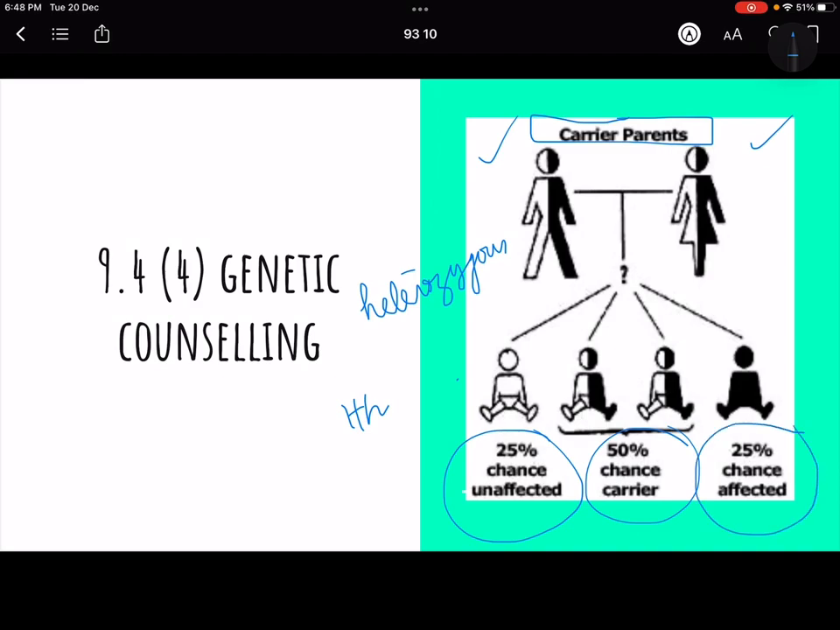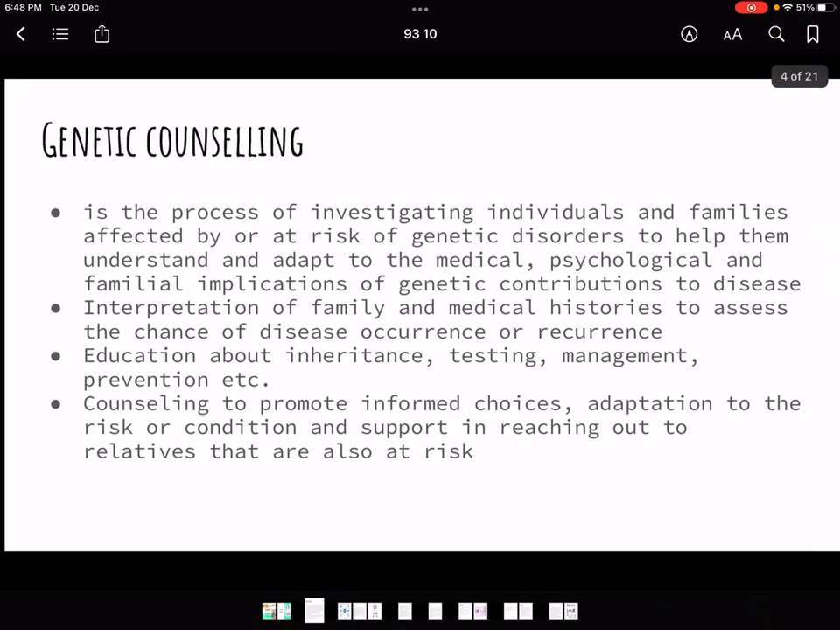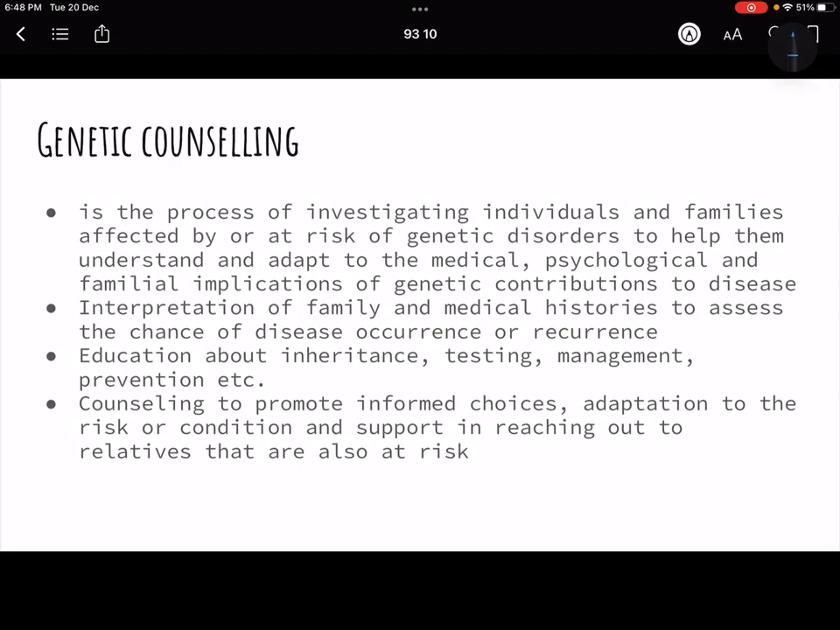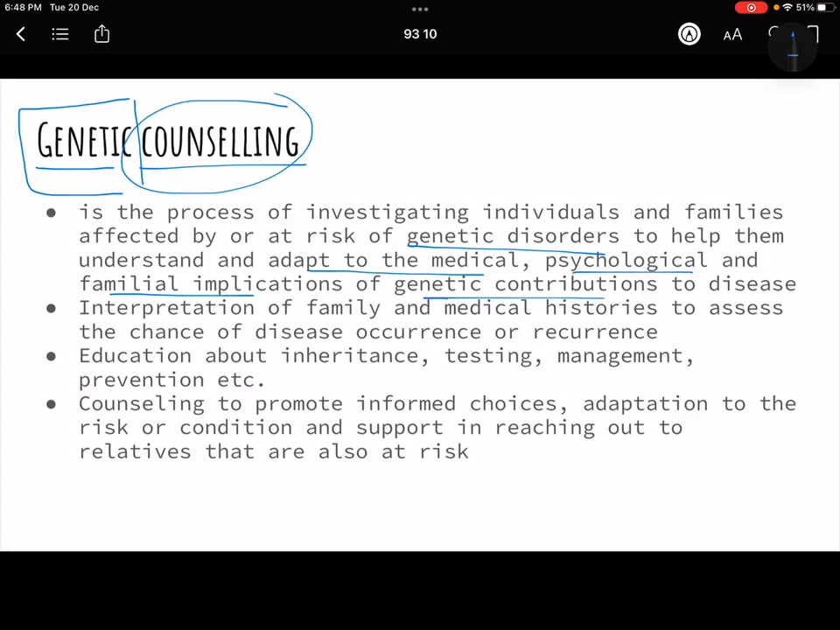Now you will say, why are we studying this again and again? You will understand it when we start with genetic counseling. The word is made up of two words, genetic and counseling. That means we are talking about genetics: the genome, the genes, the encoded information in them, and how it is inherited from parents to offspring. This is the whole concept of genetics. Then what is counseling? To make somebody aware, to help them understand, right? That is what it is. So genetic counseling is the process of investigating individuals and families affected by or at risk of a genetic disorder to help them understand and adapt to the medical, psychological, and familial implications of a genetic contribution to a disease.